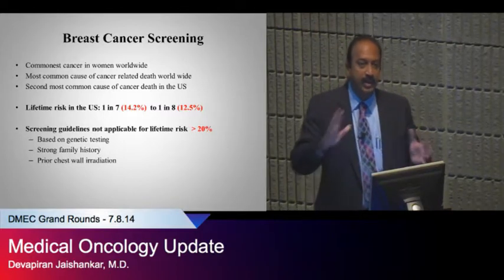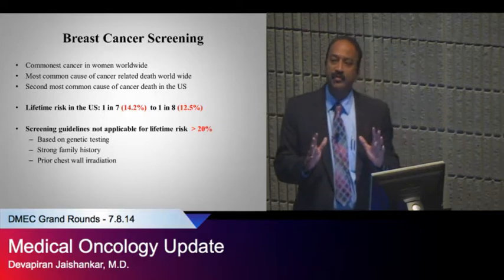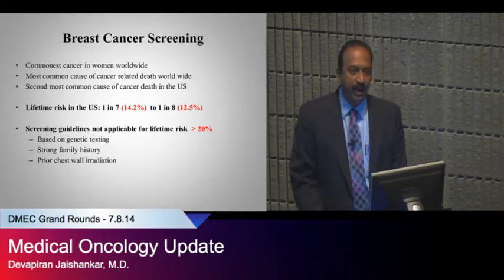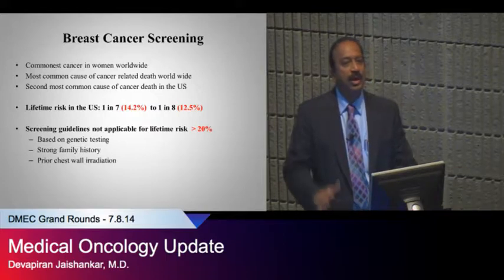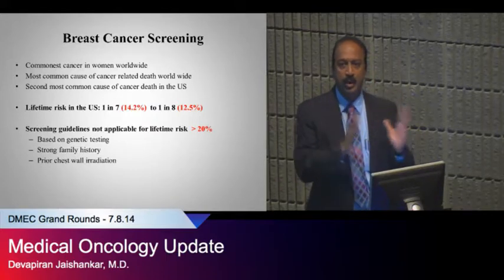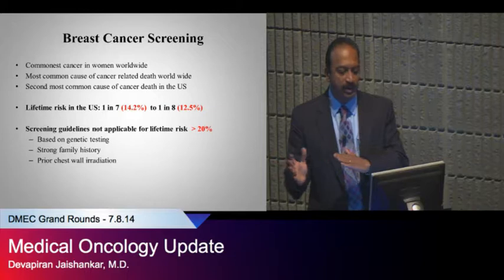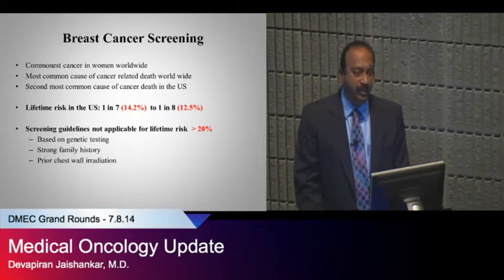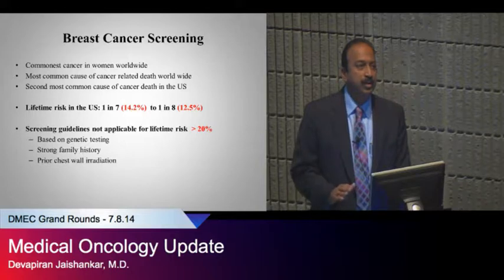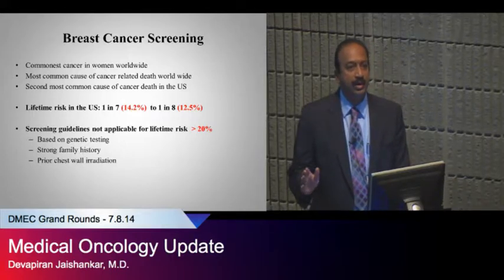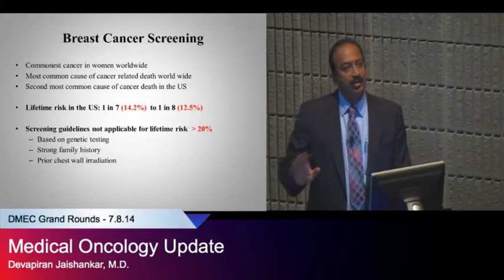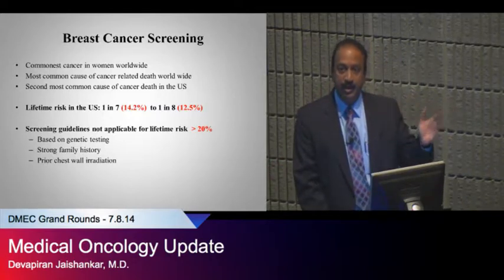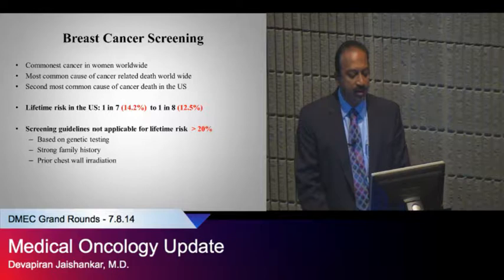So we are somewhere between 12.5 and 14.5% lifetime risk for any person in the United States out there. And that is what we would call standard risk. And it's important to understand the concept of standard risk versus high risk. The screening guidelines do not apply for patients who have a lifetime risk of breast cancer of over 20%. That is a high risk category, and the screening guidelines don't apply there. We are talking about standard risk patients. And this patient that I gave in that scenario really had standard risk.